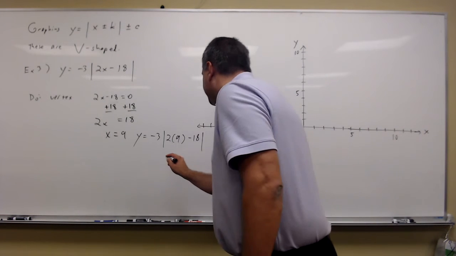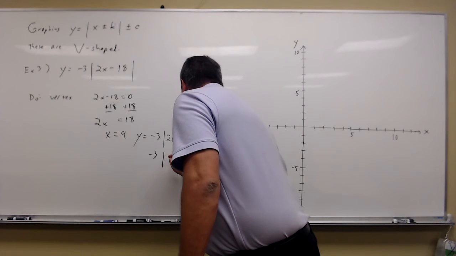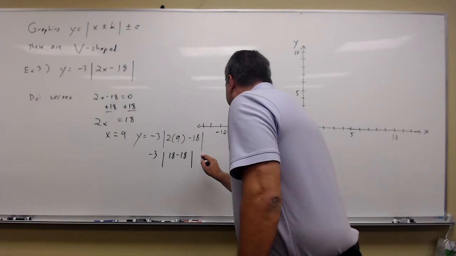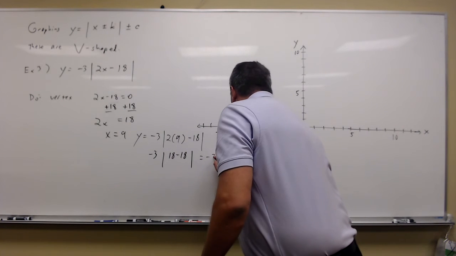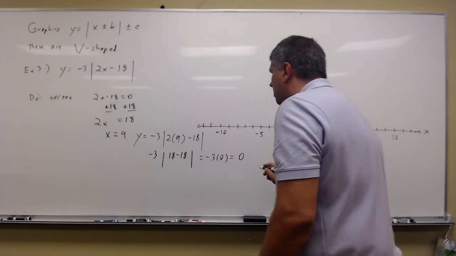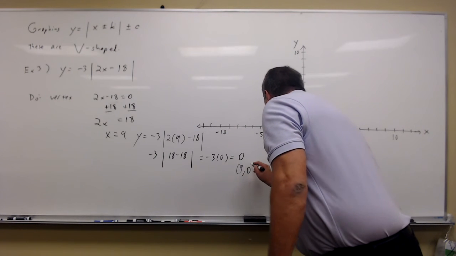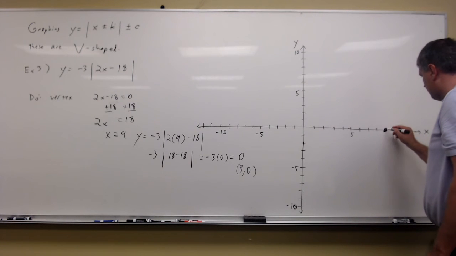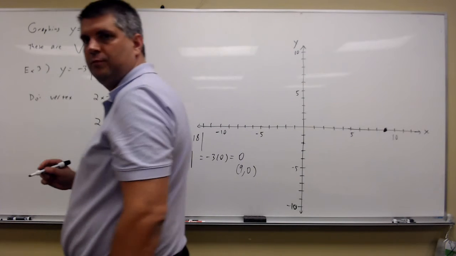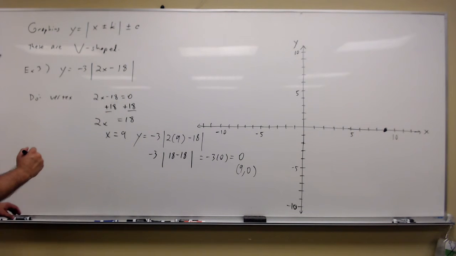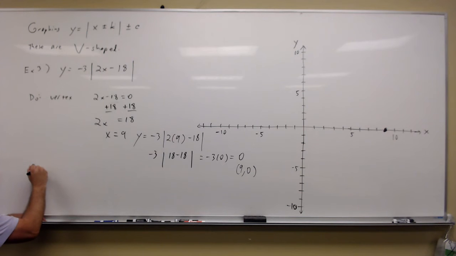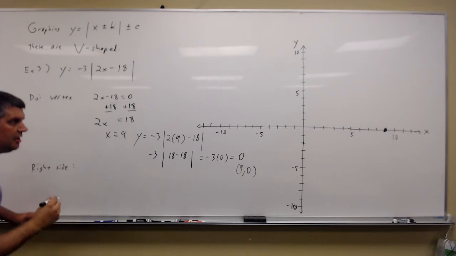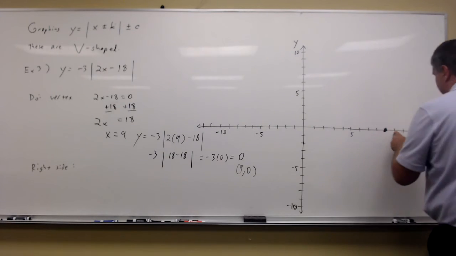So that'll be negative 3 times the absolute value of 18 minus 18, which is negative 3 times 0, which is 0. So that would be 9, 0. Okay. Right side. To the right of x equals 9 would be x equals 10.